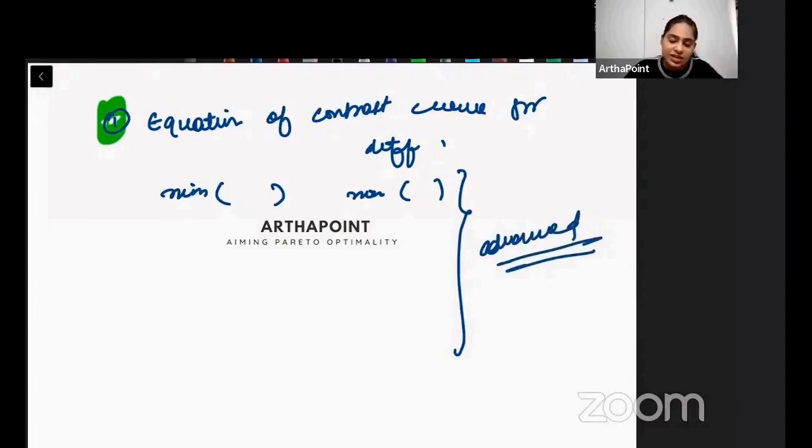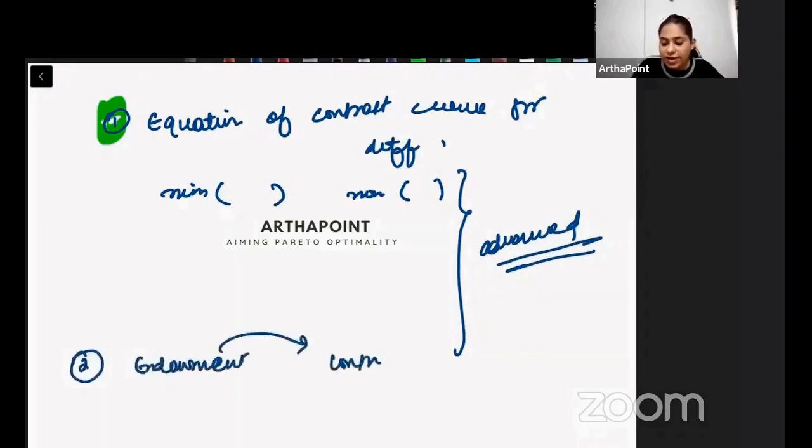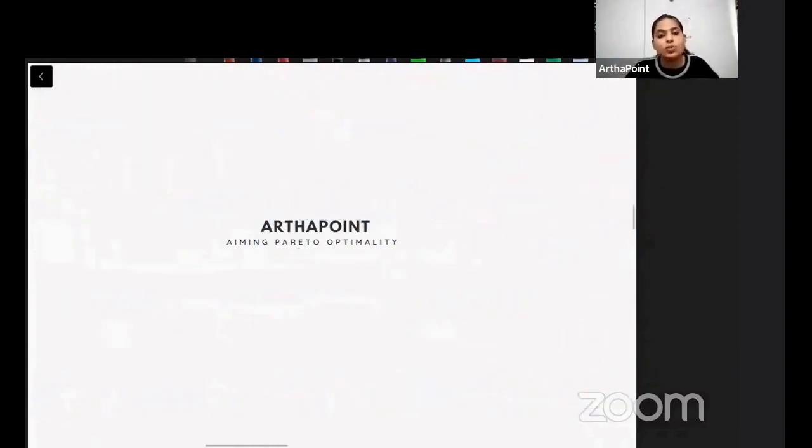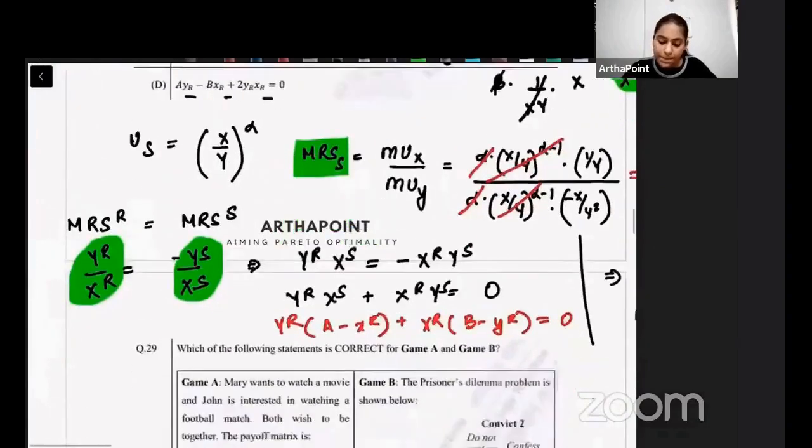Then the second takeaway from this question is how to use the endowment back in the contract curve so that the entire contract curve is written in terms of a single individual. That is also what you're required to do. And the last takeaway from this question is how they can give you monotonic transformations of the function, and you should be able to work with those also.